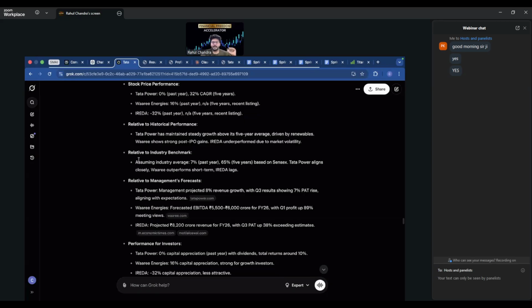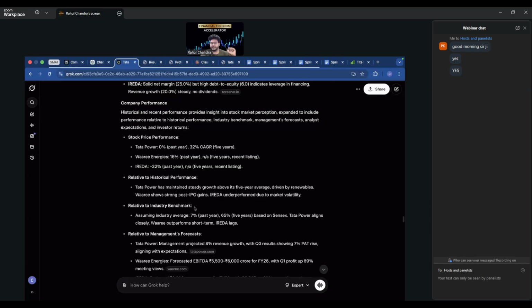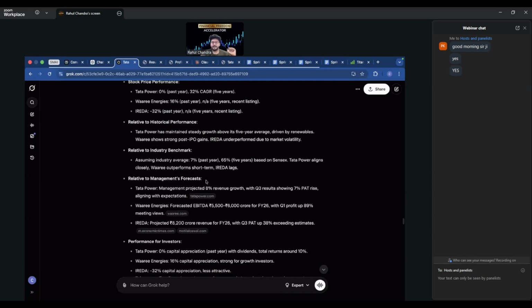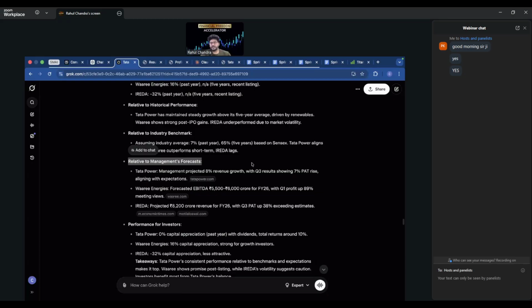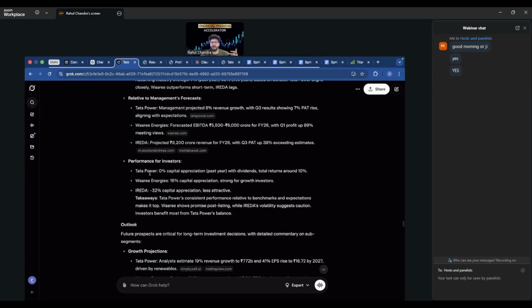Then it analyzes the stock price performance relative to the industry benchmark. It analyzes it relative to management's forecast. This is very, very important. If you look at quarterly reports, you will see that a very big job management has is to forecast what is going to happen in the next quarter. Correct? And if management is relatively close, analysts have more conviction in what management is saying for the future as well. So it does a relative to management's forecast analysis for Tata Power, Vari, and IIDA. And it also checks how each has performed as an investment vehicle for investors.